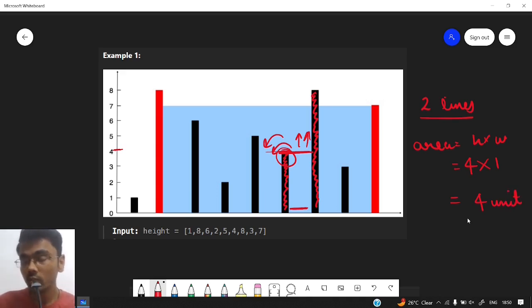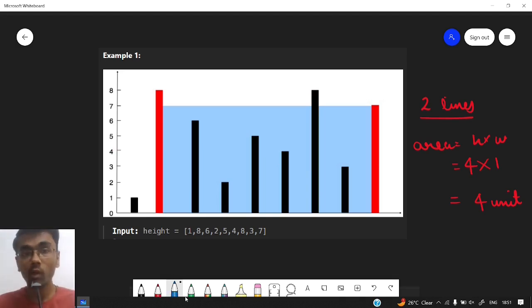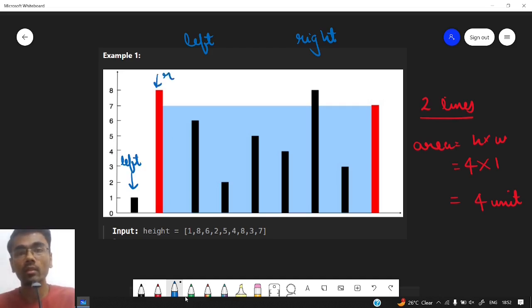Now what do we actually need to find? We need to find two lines such that we will get the maximum amount of water. So how can we do that? We can try out each and every possible combination of selecting two lines. So let's say we name these two lines as the left line and the right line. Initially our left line will be here and the right line will be here. I will just name them L and R.